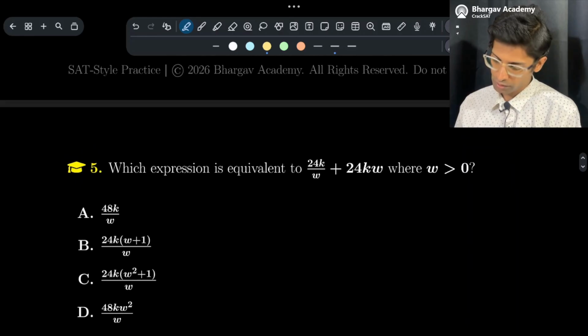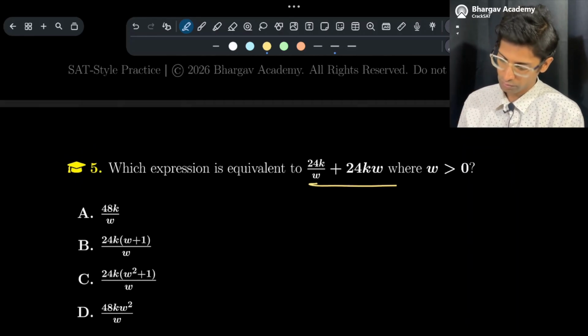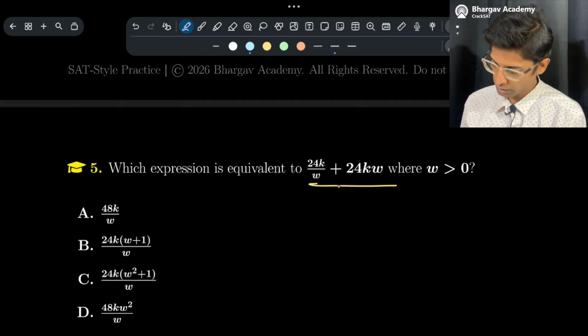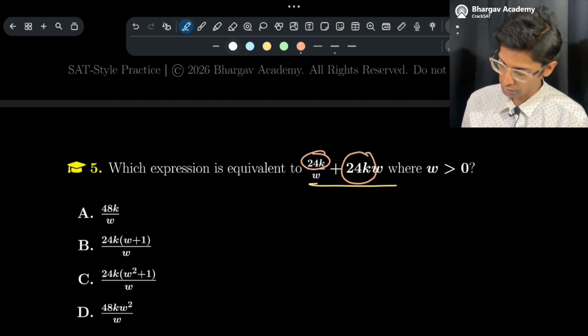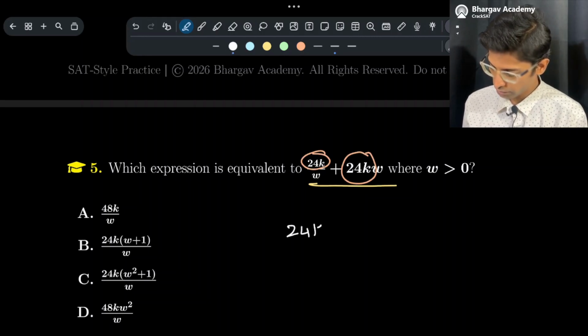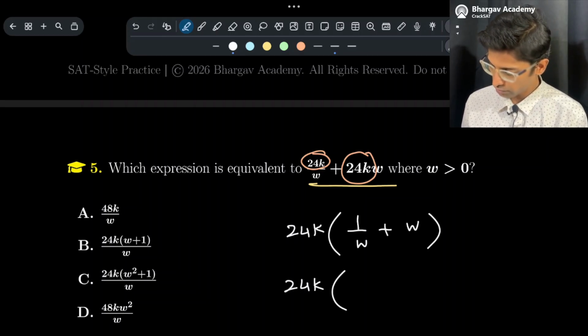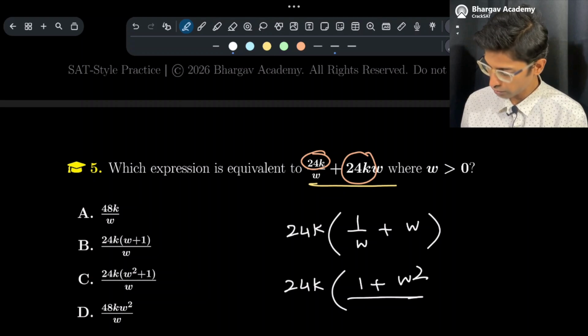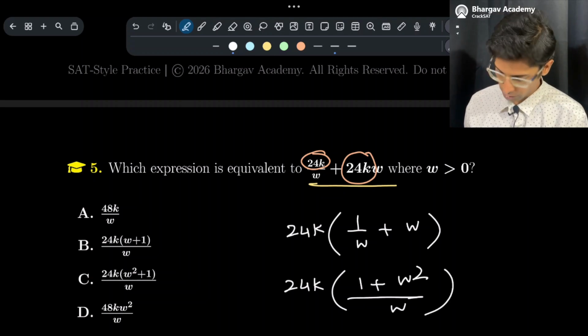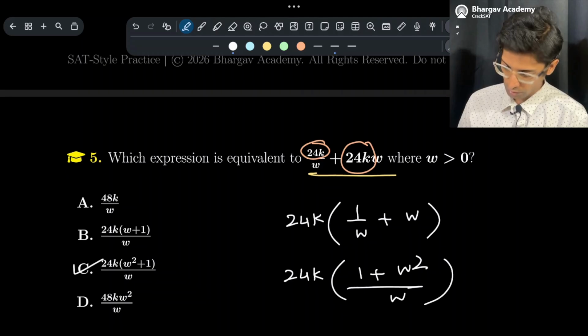Which expression is equivalent to this? Now here I can see that 24k and 24k are common, so I will take them out, and then I will simplify this further and see which one is matching. I think C is matching, so that is the right answer. So let's go to the next question.